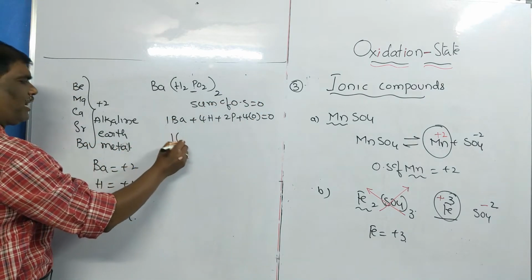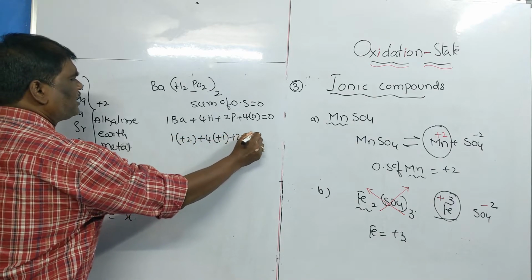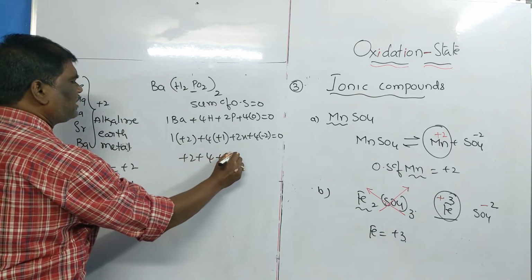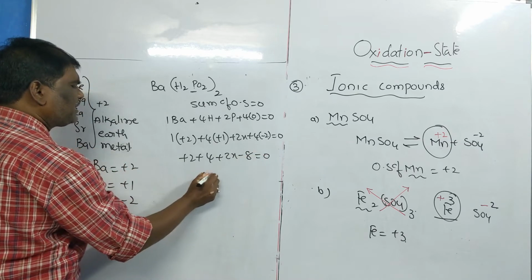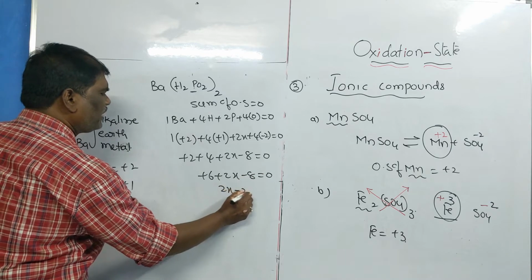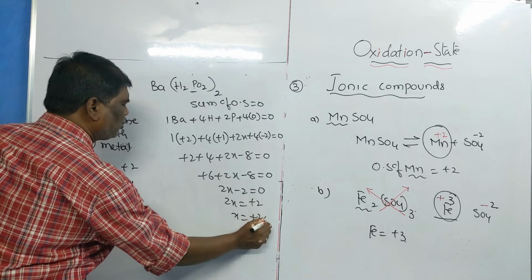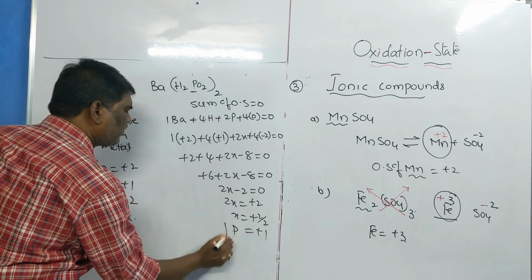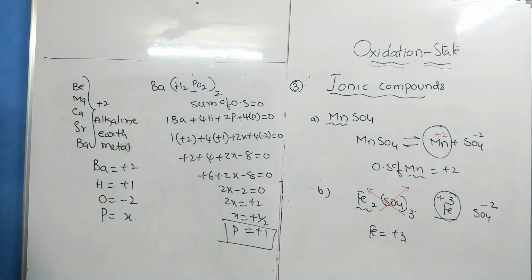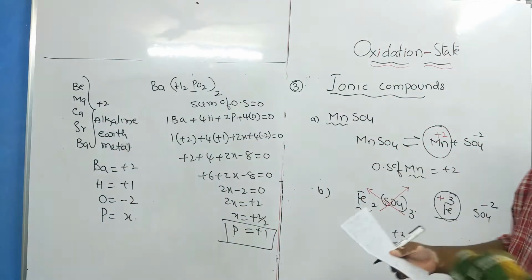Now on simplification: 1 into +2 plus 4 into +1 plus 2x plus 4 into -2 equals 0. That is +2 plus 4 plus 2x minus 8 equals 0. Plus 6 plus 2x minus 8 equals 0. 2x minus 2 equals 0. 2x equals +2, so x is +2 by 2, which means +1. So the phosphorus oxidation state in barium hypophosphite is +1. Thus the oxidation states are calculated for ionic compounds.